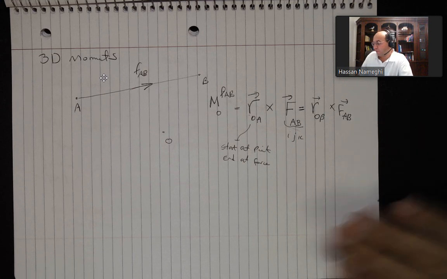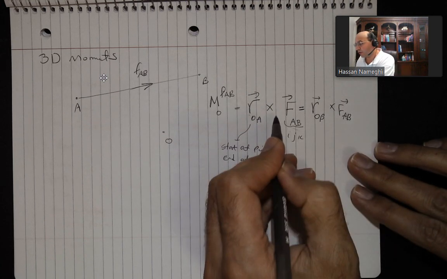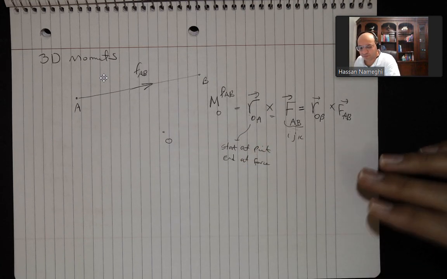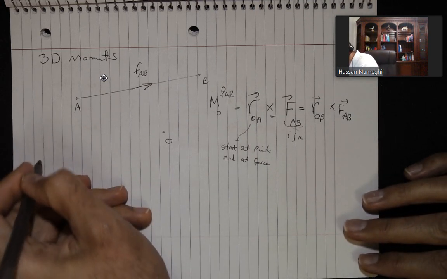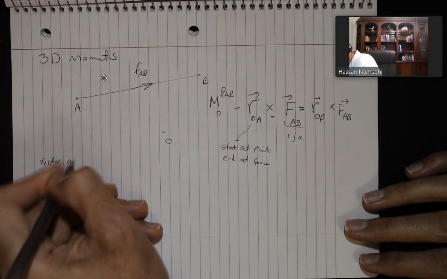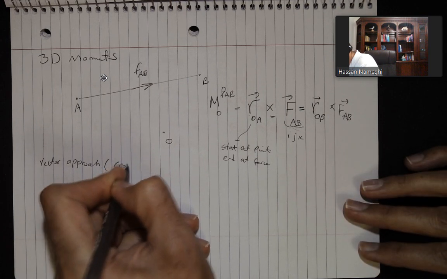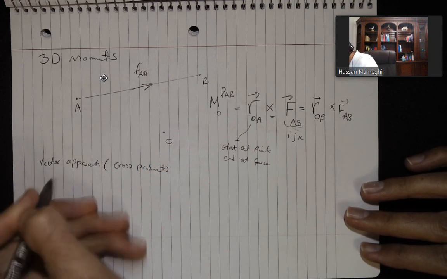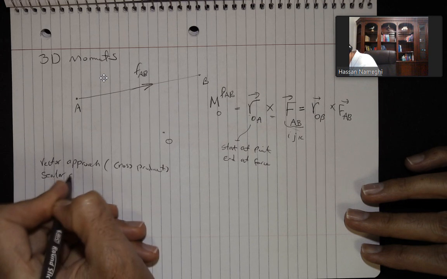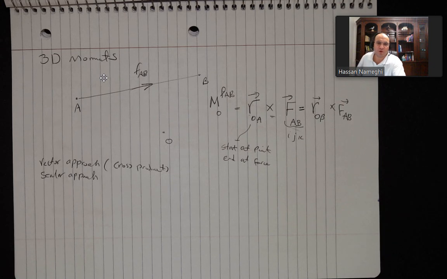This symbol here is the cross product. I'm going to tell you how to do a simple cross product. There are two methods we discuss. One method is the vector approach, which is the cross product. The other method is the scalar approach, which is the method where I teach you how to find the perpendicular distance. Let me start with the vector approach.